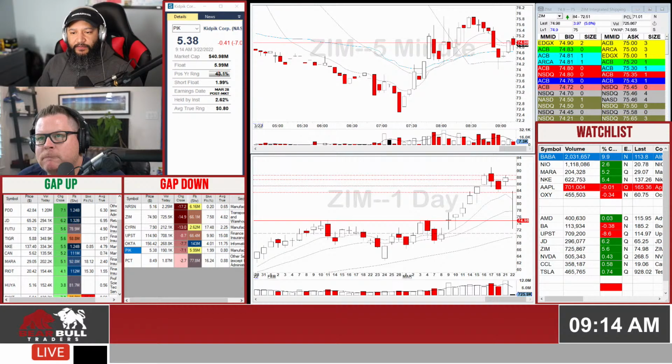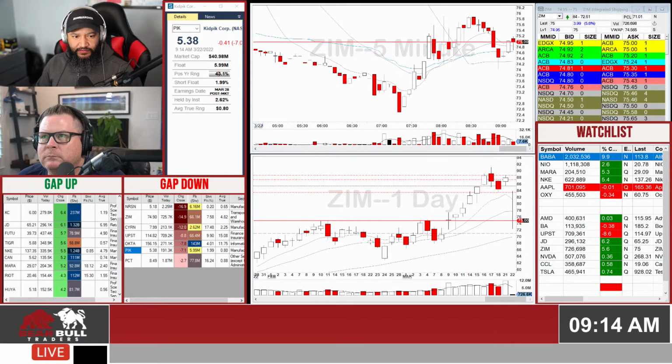Question here: what do you think about Fibonacci on intraday trades, 5-minute entry? Which one is better, retracement or extensions? I don't use that strategy, so I can't comment on it.